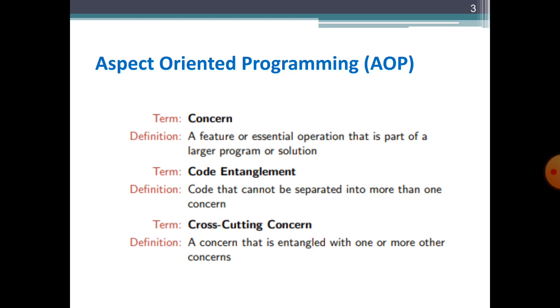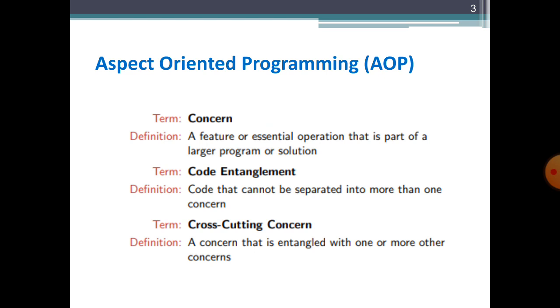The next term is code entanglement. What does it mean? Entanglement means to knot with someone. We can say code or a program which cannot be separated into more than one concern, we call this code entanglement. It is pretty straightforward, and I don't need to give you more details about code entanglement. Simply, it cannot be separated into more than one concern.